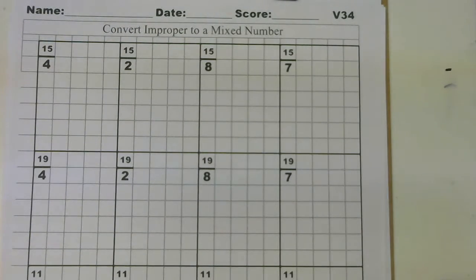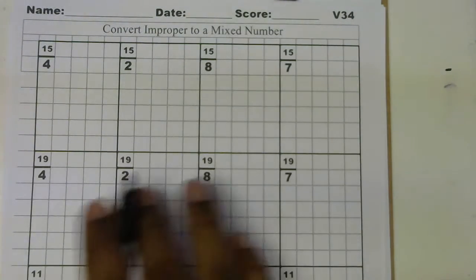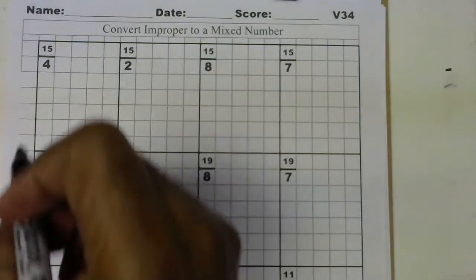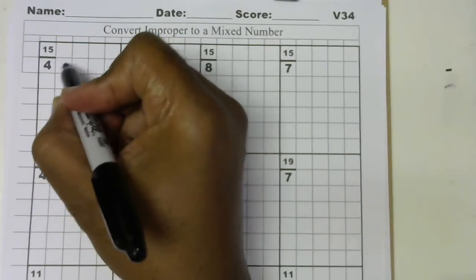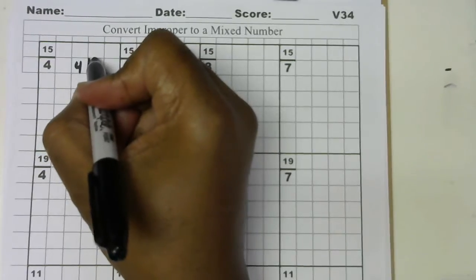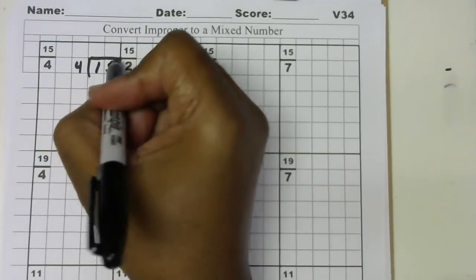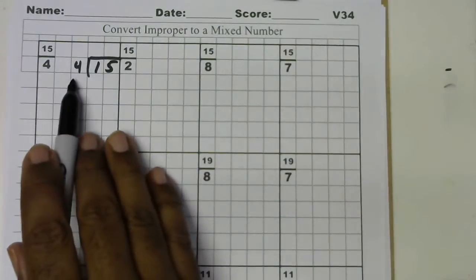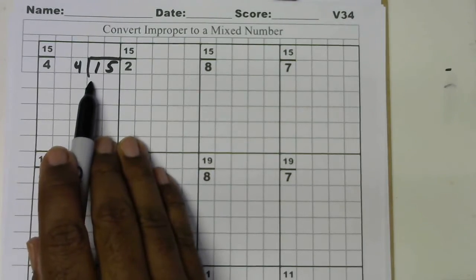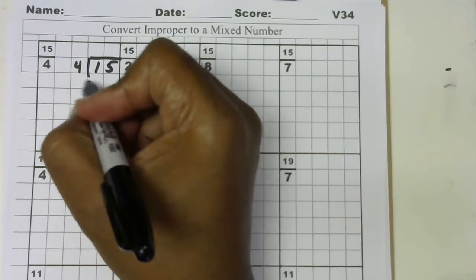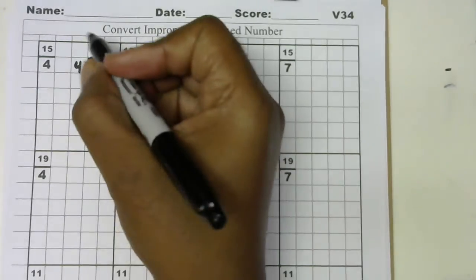Okay, we'll be doing V34. We'll be converting these improper fractions into mixed numbers. The way we do that is take the denominator 4 and divide it into the numerator 15. Okay. 4 cannot go into 1, so the closest thing in the 4 times tables to 1 is 0.